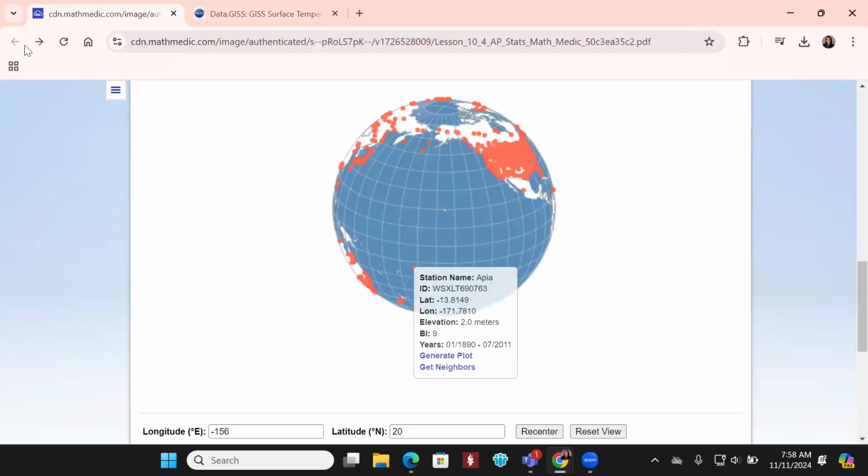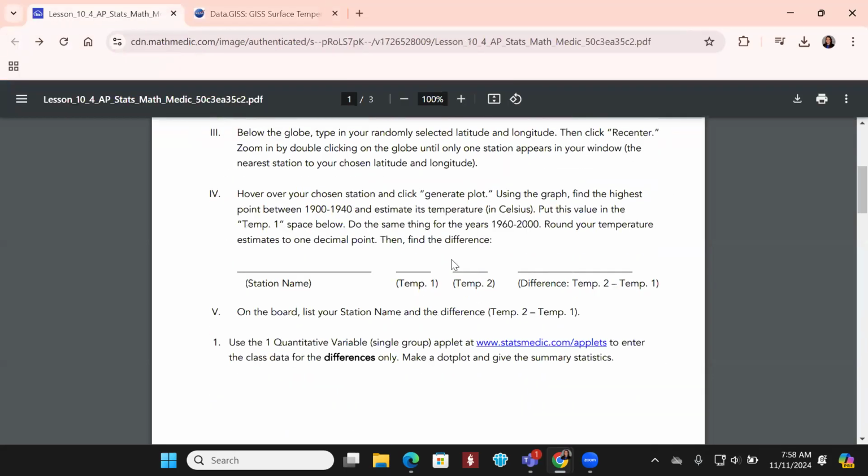Okay, so let me help you. So on here, I don't remember what the name of that one was. Apia. Okay. All right. The low temperature was 26.5. The high temperature was 26.75. And the difference between these two was 0.25.